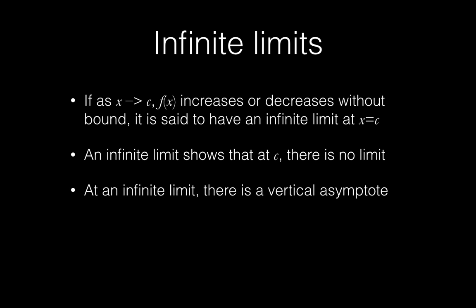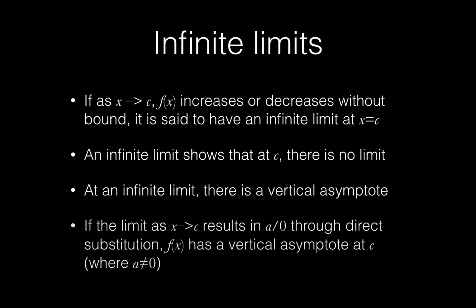At an infinite limit, there is a vertical asymptote. If the limit as x approaches c results in a over 0 through direct substitution, f of x has a vertical asymptote at c, where a does not equal 0. Infinite limits graphically. In the last slide, I explained infinite limits to you, but it's a lot easier to understand if you view them graphically.